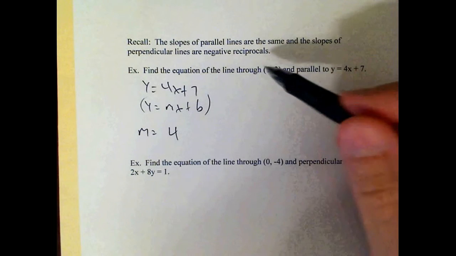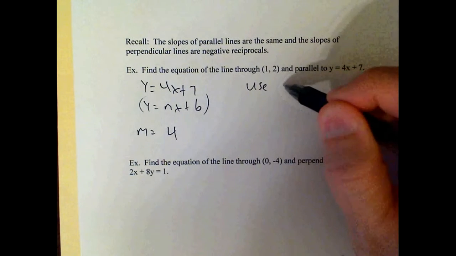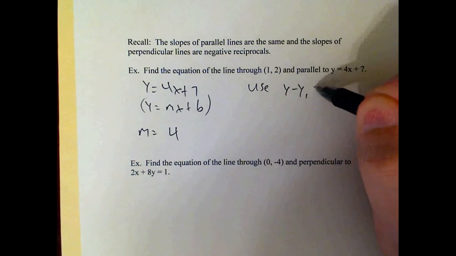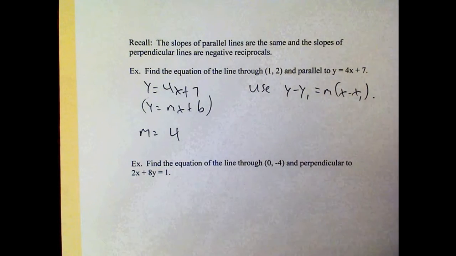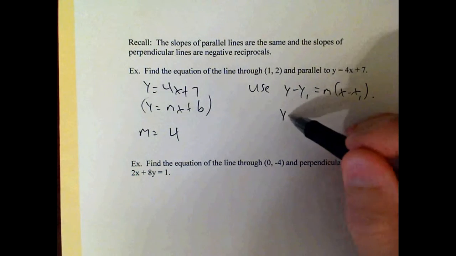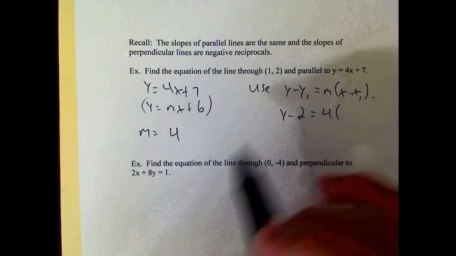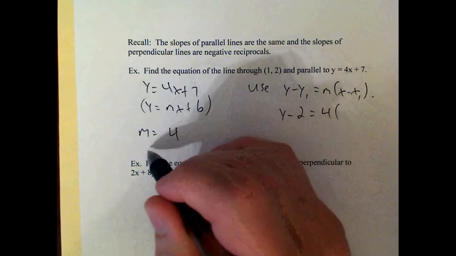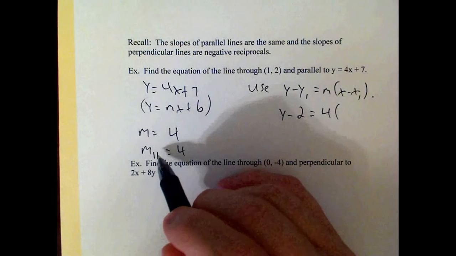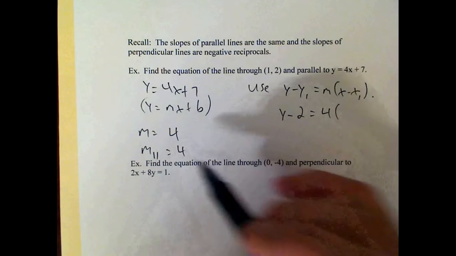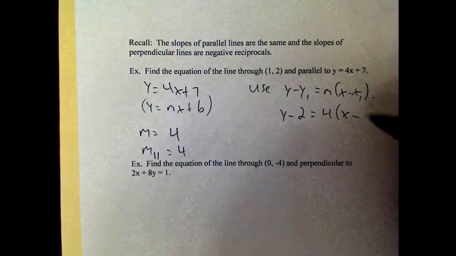So now we have our point and we have our slope. So what we're going to do is use point slope: y minus y1 equals m times (x minus x1). Substitute the numbers in. y1 is the y value of the given point. m is 4 because the slope of this line is the same as the slope of the line parallel to it. I'll use that notation right there to represent the slope of the parallel line because they're the same. Then x minus the x value of the given point, which is 1.